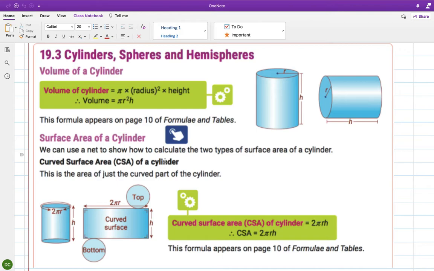So the volume of a cylinder, you can see it there. Okay, finally. The volume of a cylinder is pi r squared h. I'm going to get rid of that, but the volume of a cylinder is pi r squared h. Now, the surface area of a cylinder is not on the ordinary level course, okay?